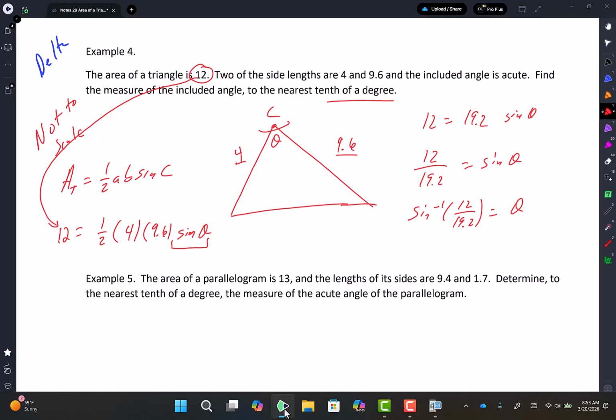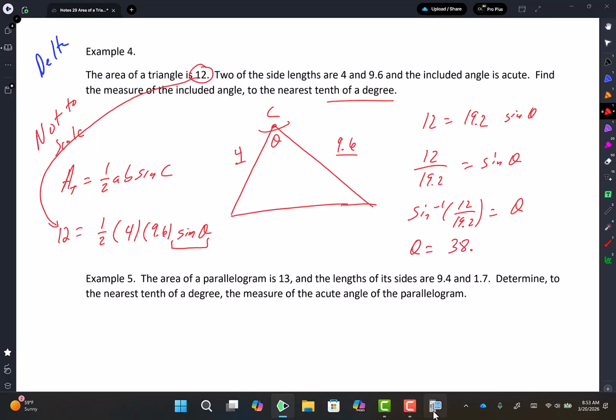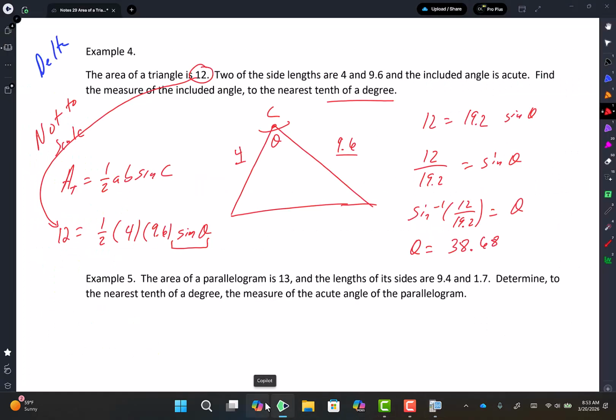The more digits, the better. Oh, wait. This is not the more digits, the better, because they gave me explicit instructions. 38.682. All right. They said to the nearest what? Nearest tenth. So that means 1 decimal, 1 point after the decimal. So 38.7. 38.7 degrees. And I'm going to circle that because that's what they wanted. How do we feel? Okay.